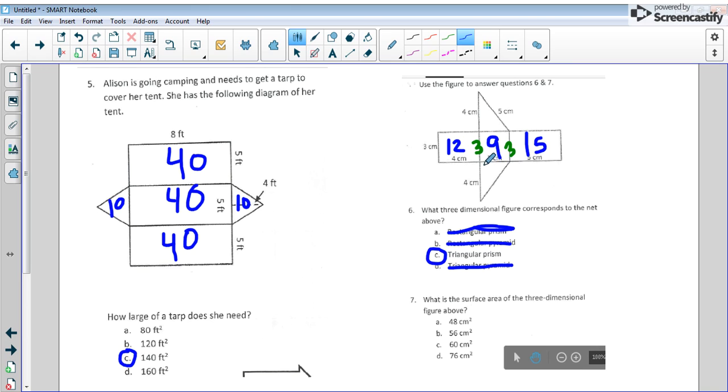Now, these triangles are congruent. The base is 3, the height is 4, half of 12 is 6. Same thing over here, it's 6. I'm not going to use this 5. That was kind of there to distract you. That's actually the hypotenuse of that triangle. So the surface area, when I add 12, 6, 9, 6, and 15, I am going to get a surface area of 48 centimeters squared.